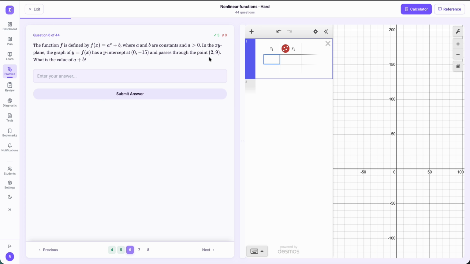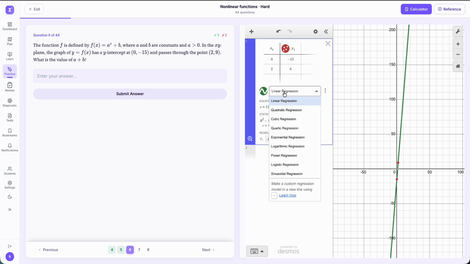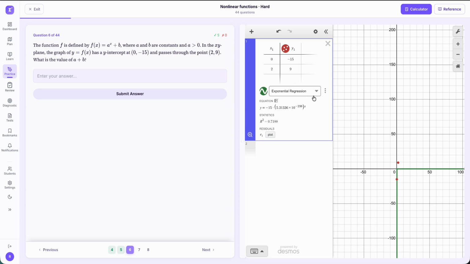So you've got 2 points, and you're trying to figure out the coefficients of the equation. That's a regression, right? 0, negative 15, 2, 9. The thing is, this is exponential, but it's not the exponential one that they have. If you click on the 3 dots, they'll show you this is a times b to the x. That's different than this equation, which is why this doesn't help us. So what do you do instead?